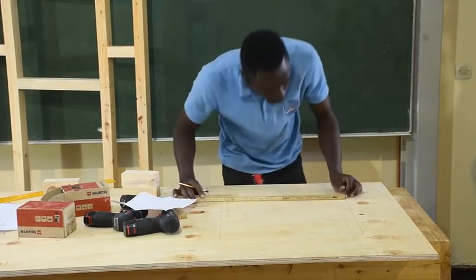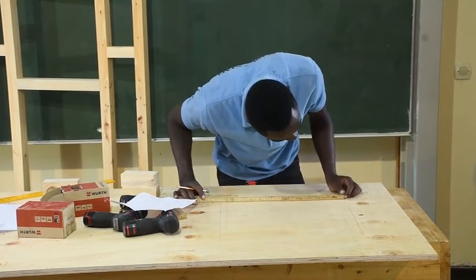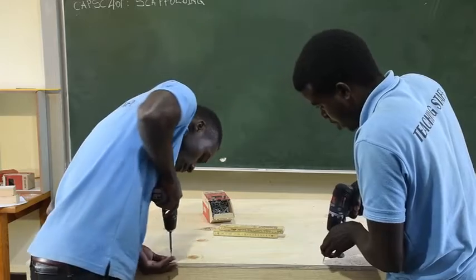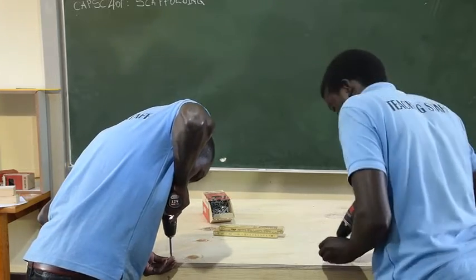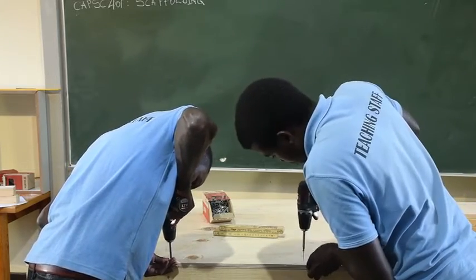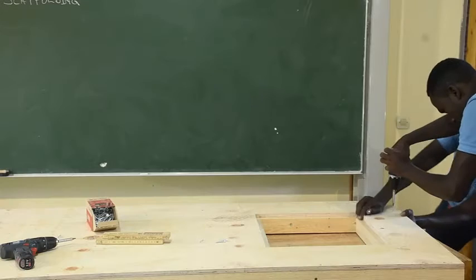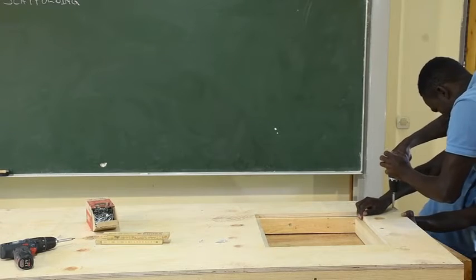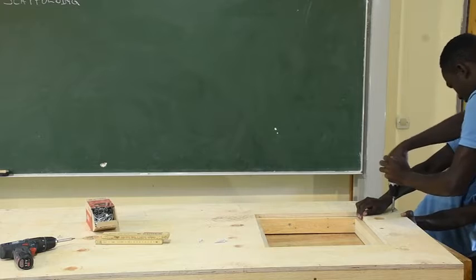Remember to do a double check to avoid wasting the material by cutting the wrong dimensions. Then after cutting the hatch hole, now it's time to do a final fixing of the platform board to the platform frame or platform bed.